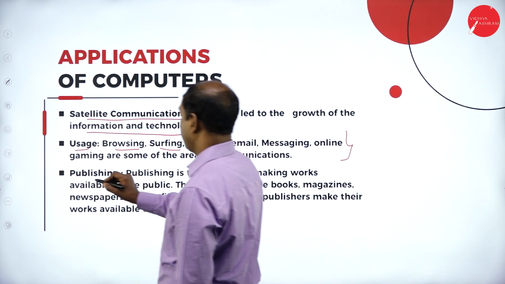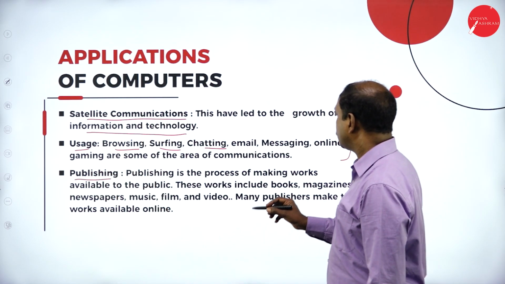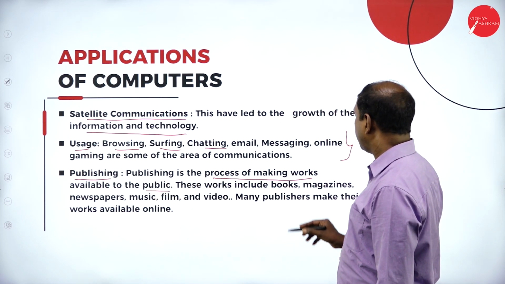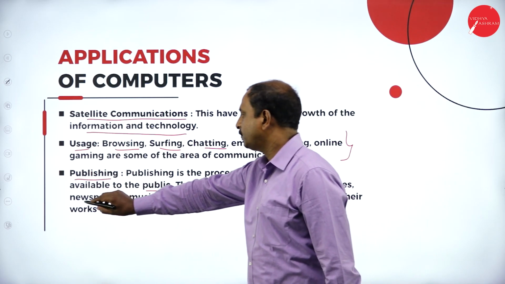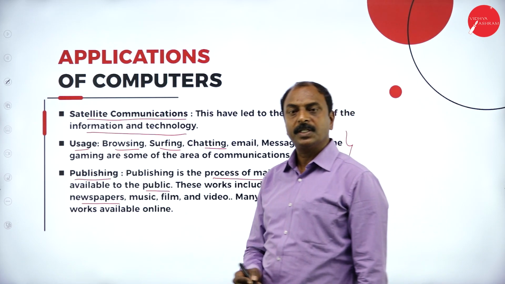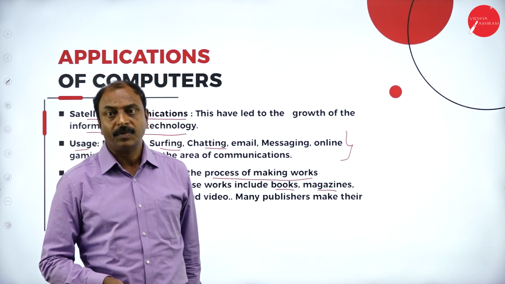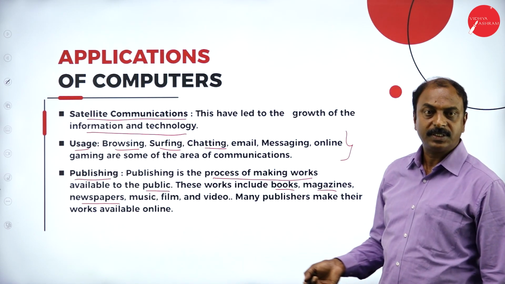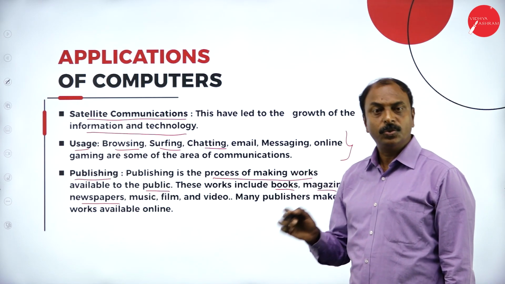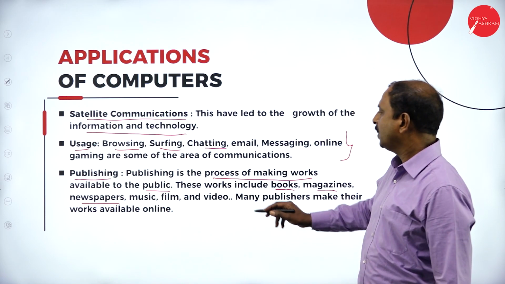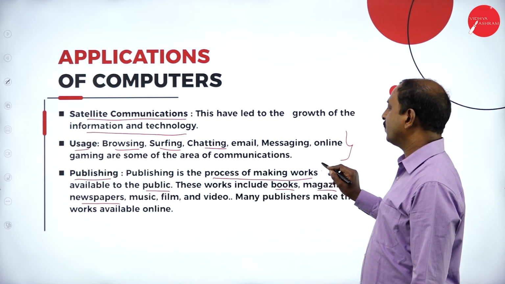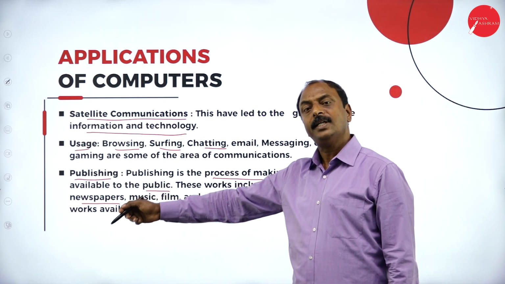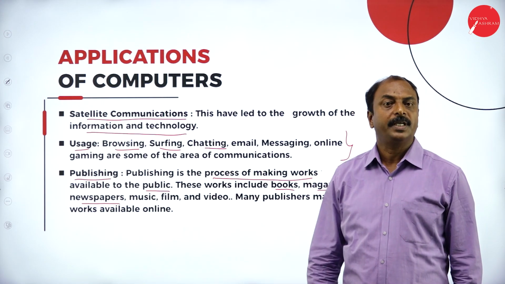Next one is publishing. What is publishing? It is the process of making works available to the public. This is nothing but books, magazines, and newspapers. Nowadays, all the newspapers, all news, all magazines use computers. Computers are used in publishing to process and make works available to the public in the form of magazines, books, newspapers, and so on. This is the application of computers in publishing.